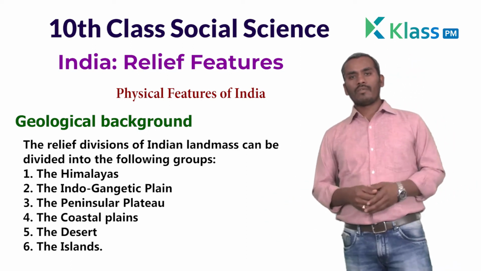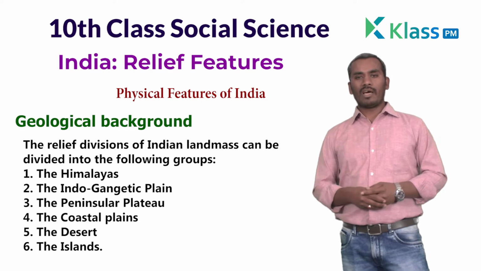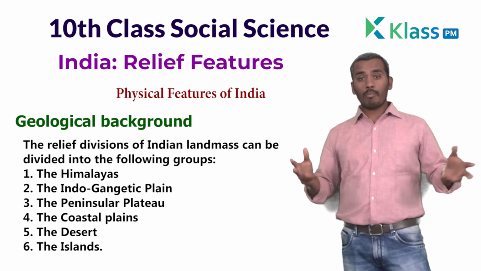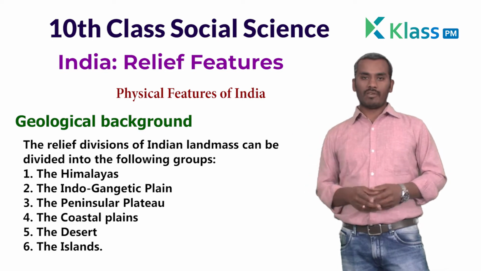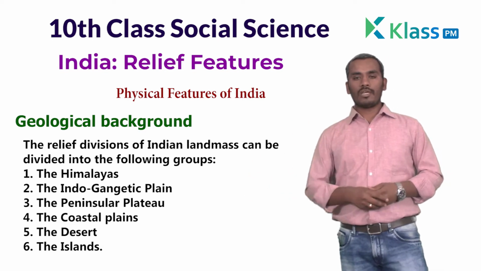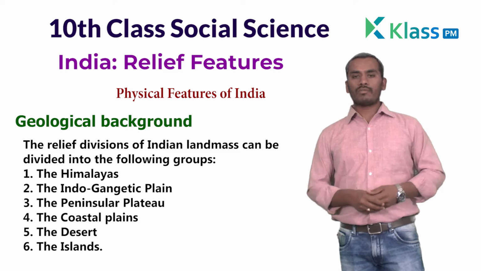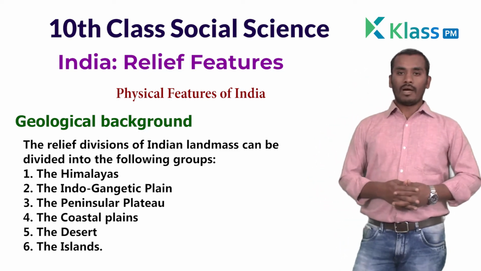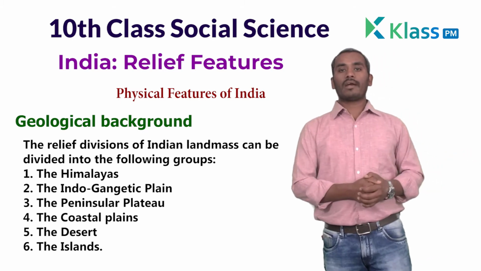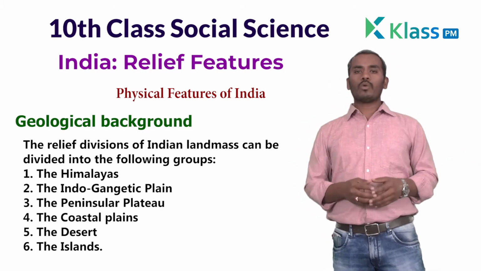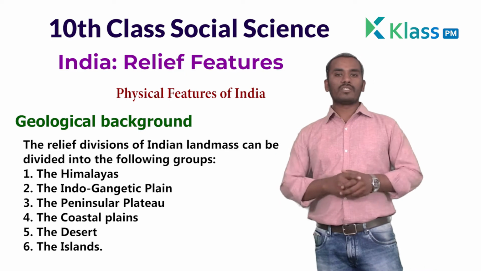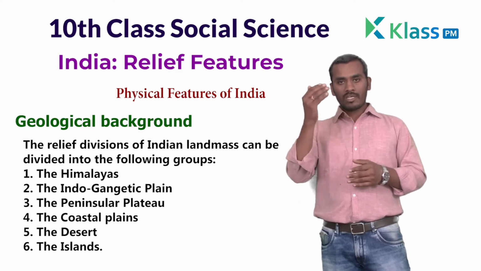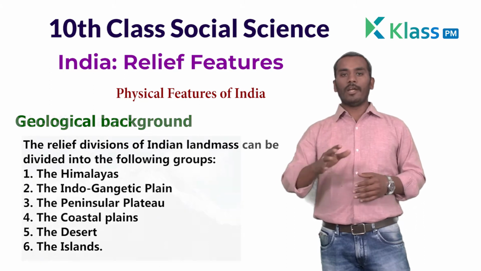Next what we have is the northern plains, which we also call the Great Indian Plain, which comprises 3 major rivers that we will be seeing in our next topic. Next we have the Great Peninsular Plateau, and then the coastal plains, and then the Thar Desert and the island groups. These are the 6 major physical divisions of India.